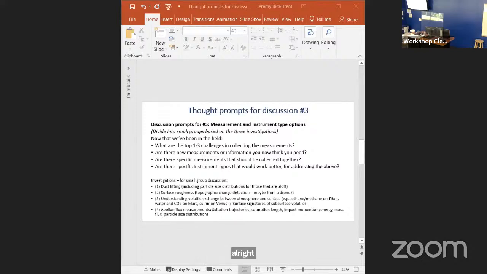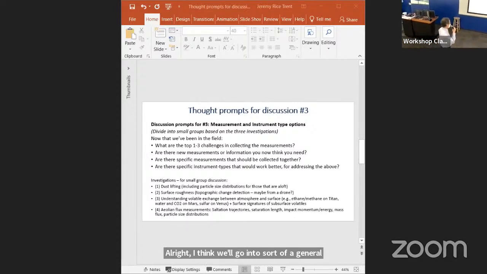All right. Any questions on the sediment flux? All right, I think we'll go into a general discussion, general questions. So pick your favorite topic.